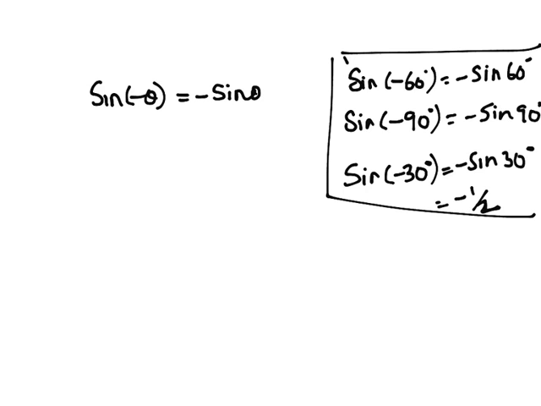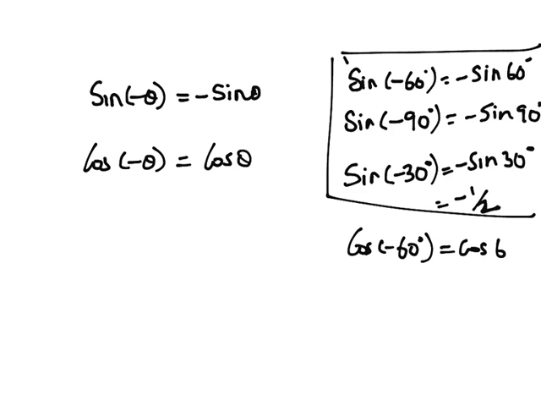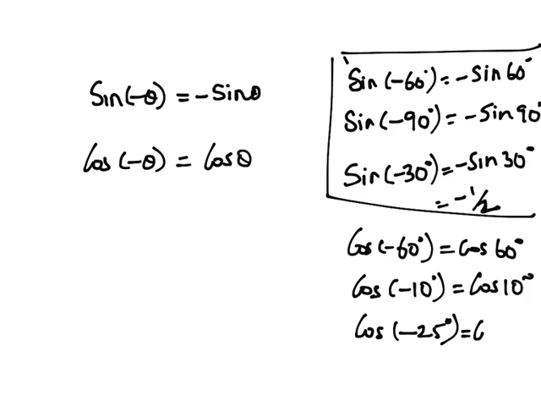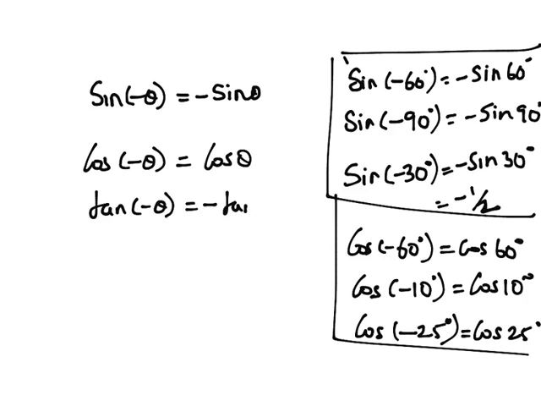Next one is cos of minus theta is equal to cos theta. Not minus cos theta, but just cos theta. It means cos of minus 60 degrees will be the same as cos 60 degrees. Cos of minus 10 degrees will be the same as cos 10 degrees. Cos of minus 25 degrees will be the same as cos 25 degrees. And finally, tan of minus theta will be equal to minus tan theta.